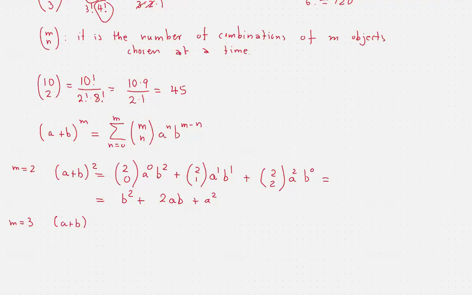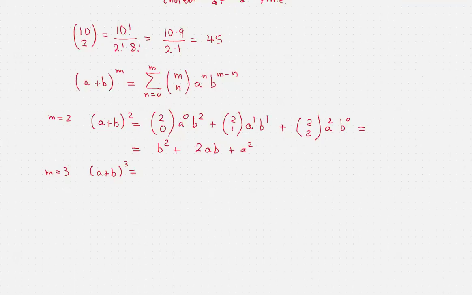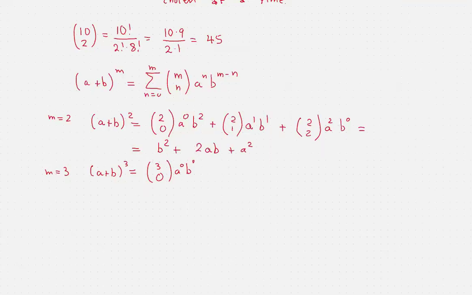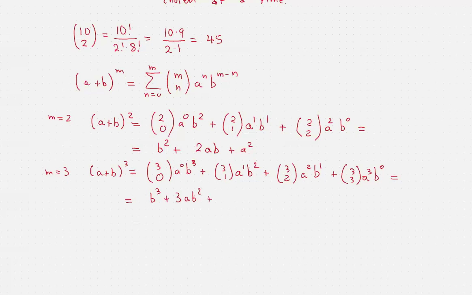So this will be (a + b)^3 = 3 choose 0 times a^0 times b^3 plus 3 choose 1 a^1 times b^2 plus 3 choose 2 a^2 times b^1 plus 3 choose 3 times a^3 times b^0, which of course if we simplify, this becomes b cubed plus 3ab squared plus 3a squared b plus a cubed, which again should be a familiar identity.